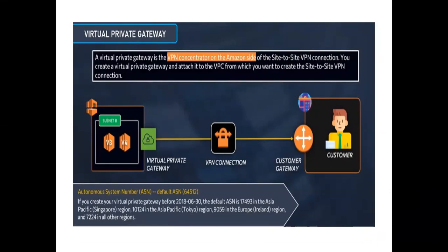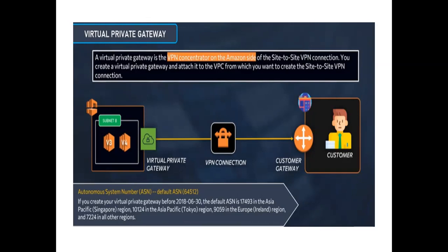Whenever you want to create a connectivity, you need to have an ASN number defined on your AWS side, which is nothing but the autonomous system number. By default, 64,512 is the autonomous system number. You might get a doubt, what is this ASN number? Why do we need this ASN number? Okay, so you need to understand here.